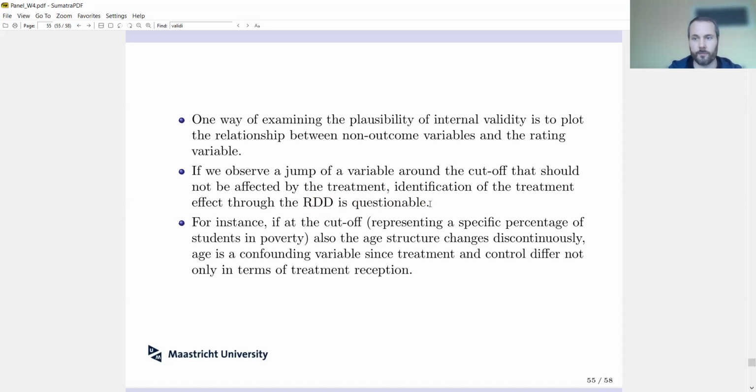So in our running example, remember that we had a treatment for schools where a certain percentage of students lives under the poverty line.